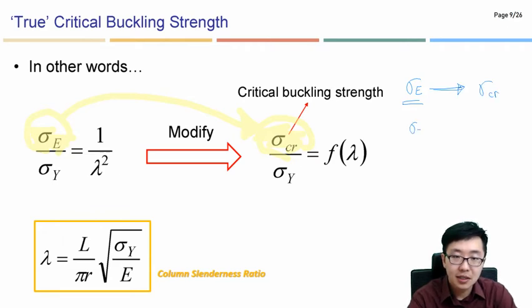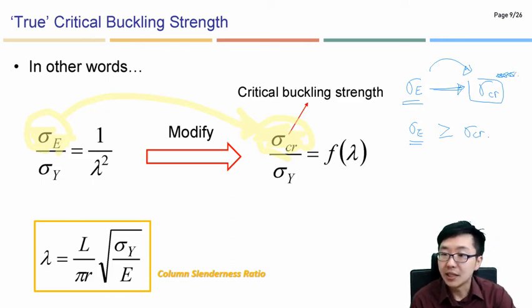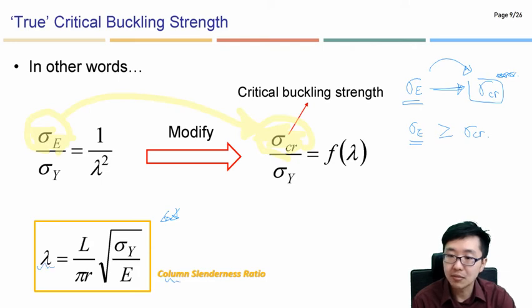Of course, it might be better than critical buckling. You know what I'm saying? So we need one more step to get this one. For modifications, I will introduce it soon. And then we need to remember what lambda was, that was column slenderness ratio, right?